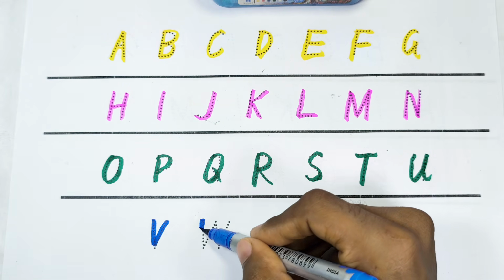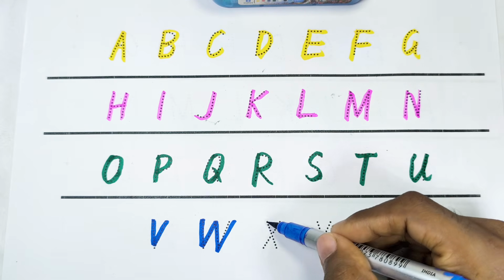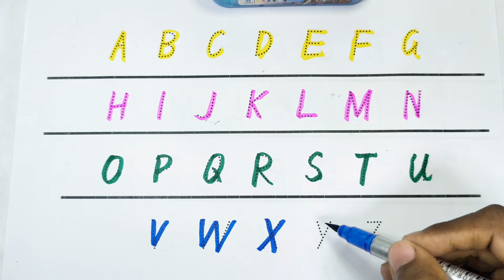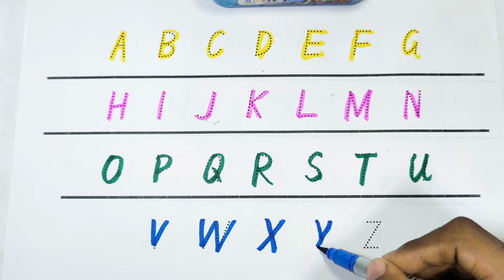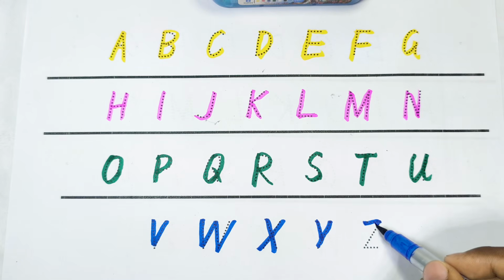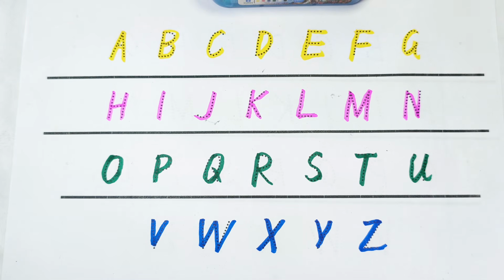V for van. W for whale. X for telephone. Y for yo-yo, and Z for zebra.